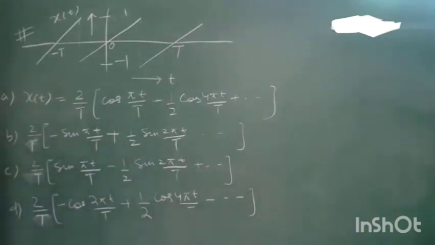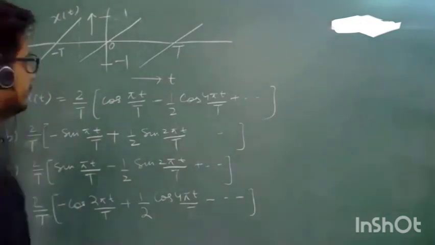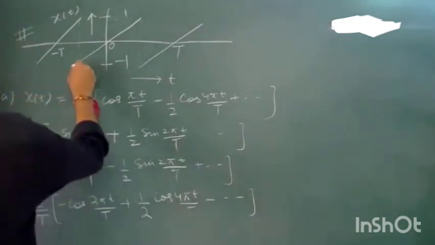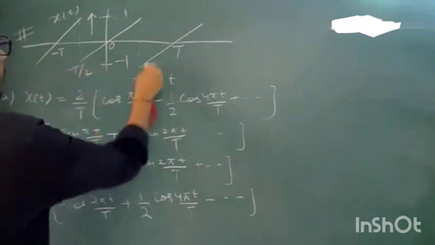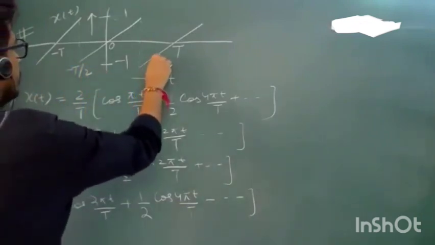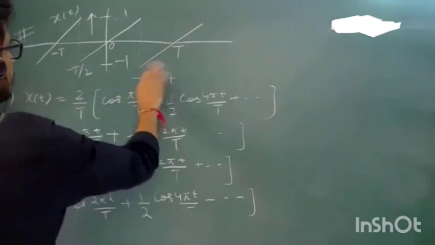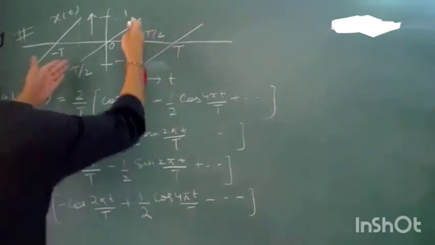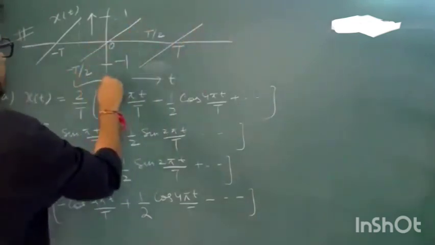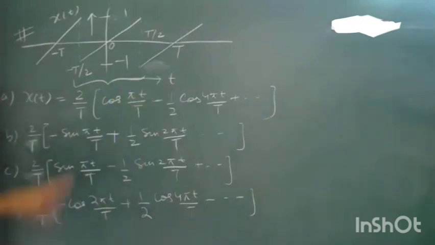Minus t to t. No. Minus t by 2 to t by 2. 2t. So this is minus t by 2 and this is t by 2. Correct? And this thing is repeating. So this is that building block.